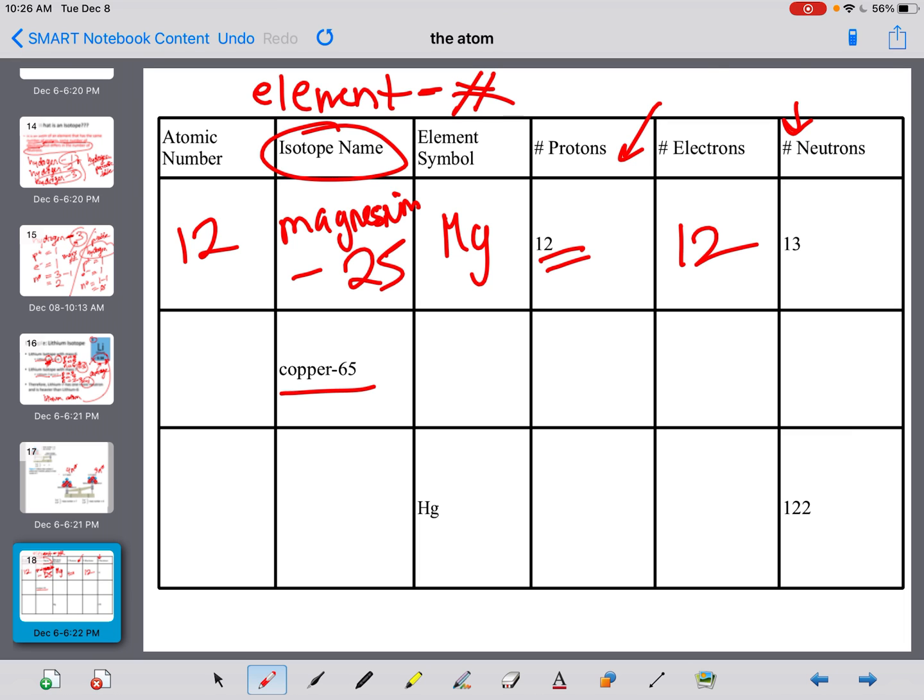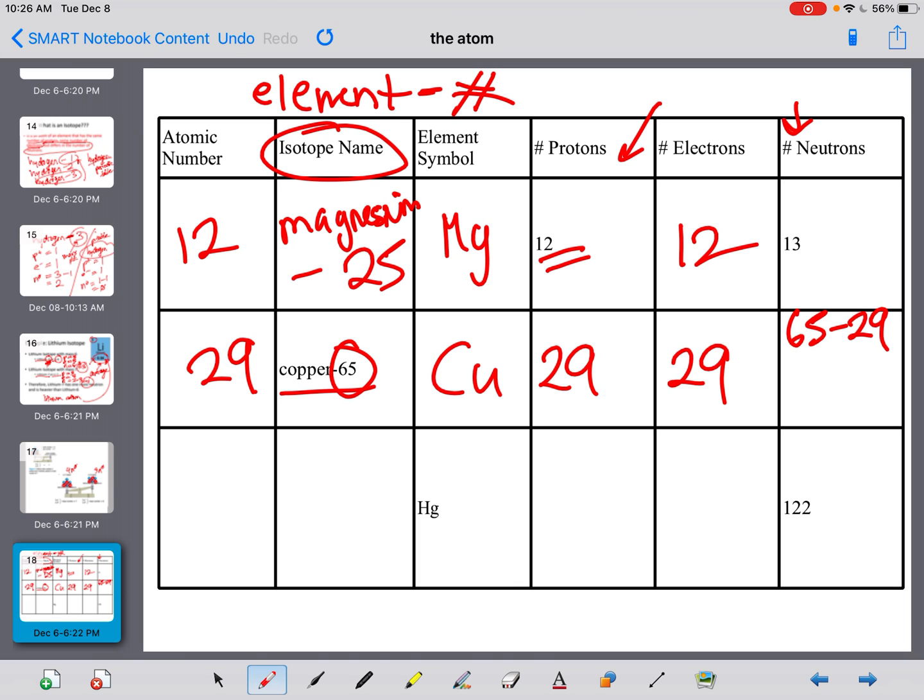Okay, so here we have our next line. So we know the symbol for copper is Cu. We can look that up. The atomic number, we can look up on the periodic table, which is 29, which means the number of protons is 29, which means the number of electrons is 29. Now for the number of neutrons, remember we're using 65, not the number from the periodic table. So if this just said copper, we would use the number from the periodic table, but it's not just copper, it's copper-65. So 65 minus 29 ends up being 36.